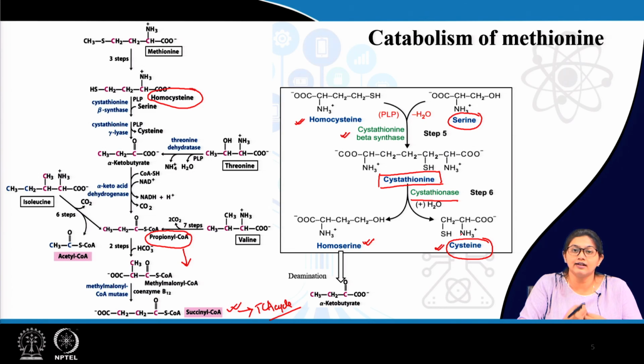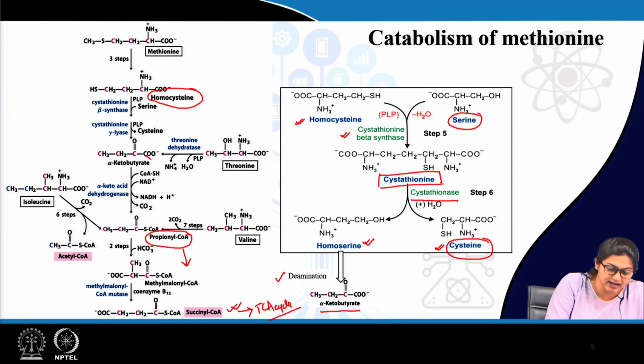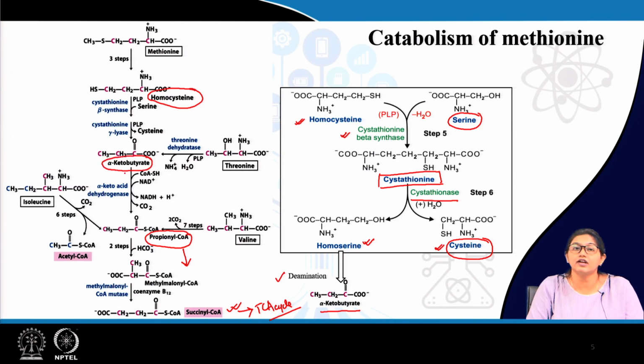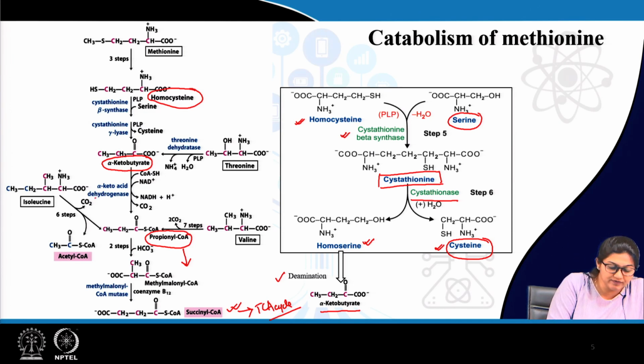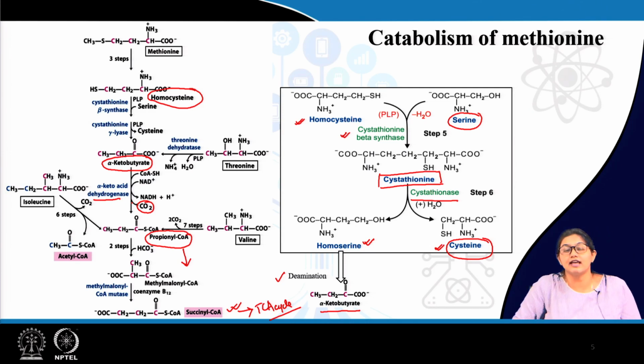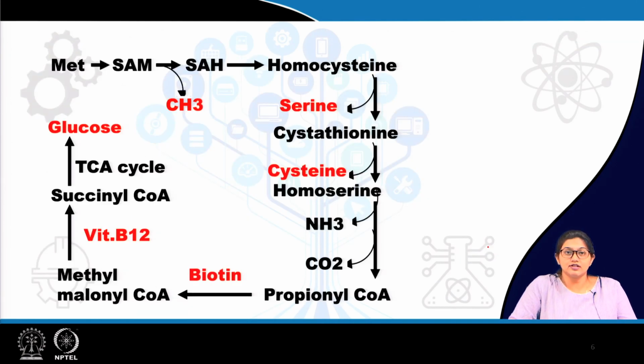Then homoserine undergoes deamination to form alpha ketobutyrate. Here you can see alpha ketobutyrate. Then alpha ketobutyrate undergoes oxidative decarboxylation with the help of the enzyme dehydrogenase, releasing one molecule of carbon dioxide, forming propionyl coenzyme A. So, this is how propionyl coenzyme A is formed from methionine, and during the process we also get cysteine, the other sulfur containing amino acid. So, this is the process.